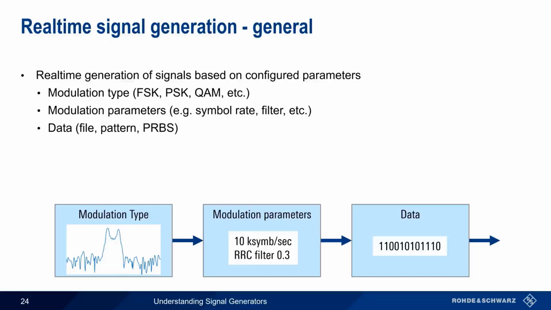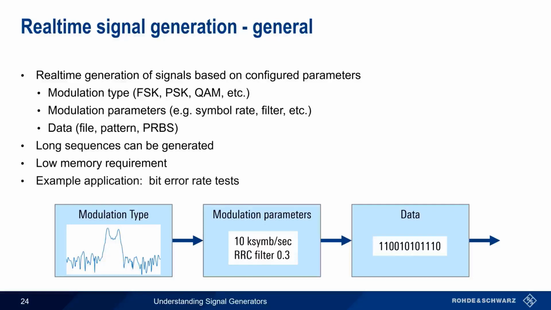Since the generator is creating these symbols in real time based on the defined parameters, very long sequences can be generated. There's no length limitation, such as there is with static predefined ARB files. And likewise, the generator memory requirements are also quite low, since we're not pre-generating and storing pairs of IQ values. One example of where real-time signal generation is helpful is bit error rate testing, where we want to send a known pattern of bits and determine which percentage of these bits are correctly or incorrectly decoded by the receiver.